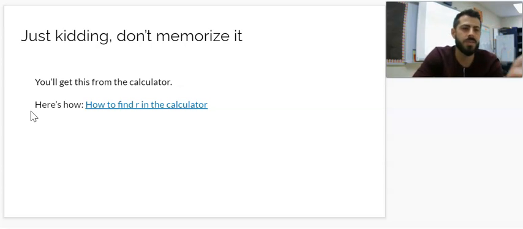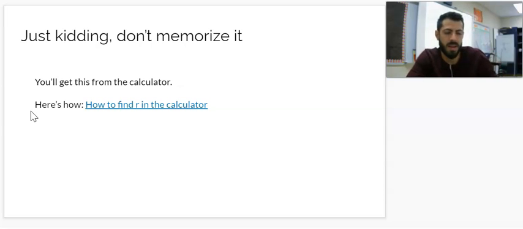Like the standard deviation for Unit 1, we very rarely will do it by hand. I can't think of a single instance you've ever been asked to find R by hand. It's just something that you find in the calculator. You're either asked to approximate it by looking at the picture, or you're asked to find it in the calculator. Either one or the other. Never calculating it by hand.